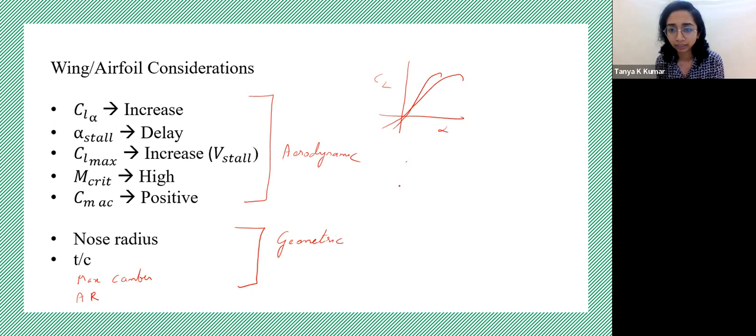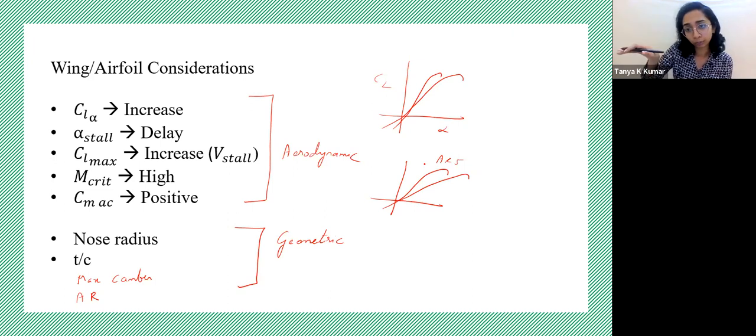So what happens is this CL versus alpha curve. This is for, suppose, aspect ratio 5. And as the aspect ratio reduces, this slope becomes lesser. The alpha stall at this point keeps moving away, keeps increasing. So this is for lower aspect ratio, 1 or something. So aspect ratio directly affects the delay or the increasing of the alpha stall.